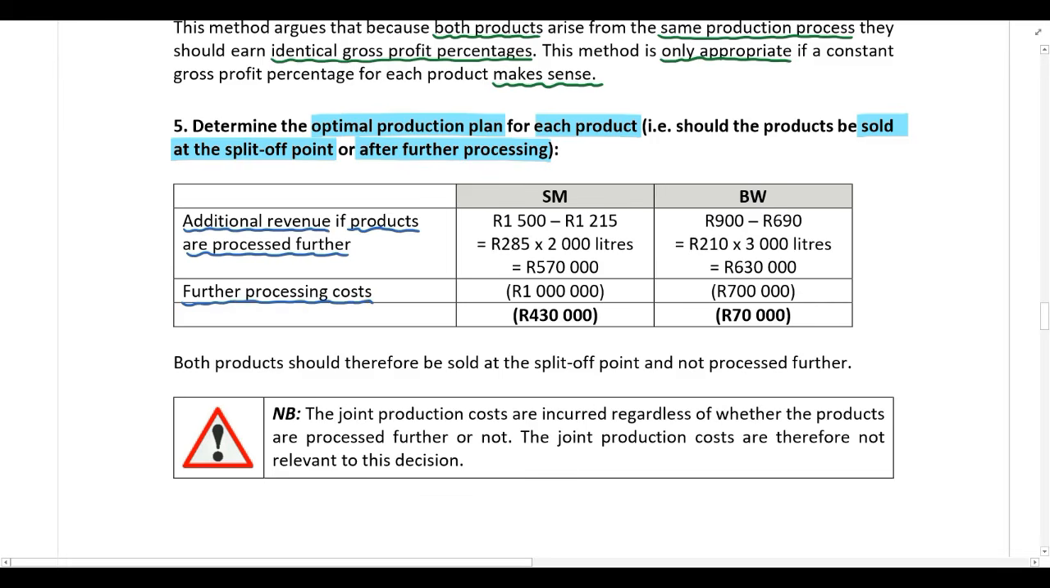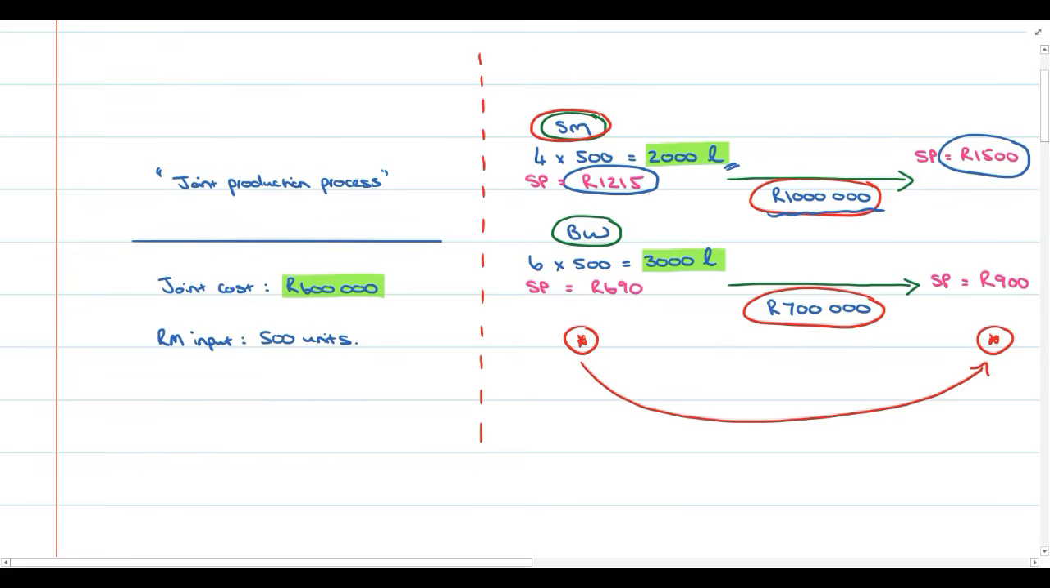And for SM, you can see they will earn an additional 570,000 Rand revenue. However, the further processing costs are 1 million Rand. So by processing further, they are worse off by 430,000 Rand. So they should not process further. They should rather sell the product at the split-off point because they'll make more profits if the product is sold at the split-off point. If we perform the same calculation for BW, take the revenue after further processing, deduct the revenue at the split-off point, multiply by the number of litres so that you can calculate the additional revenue that will be earned if the product is processed further.